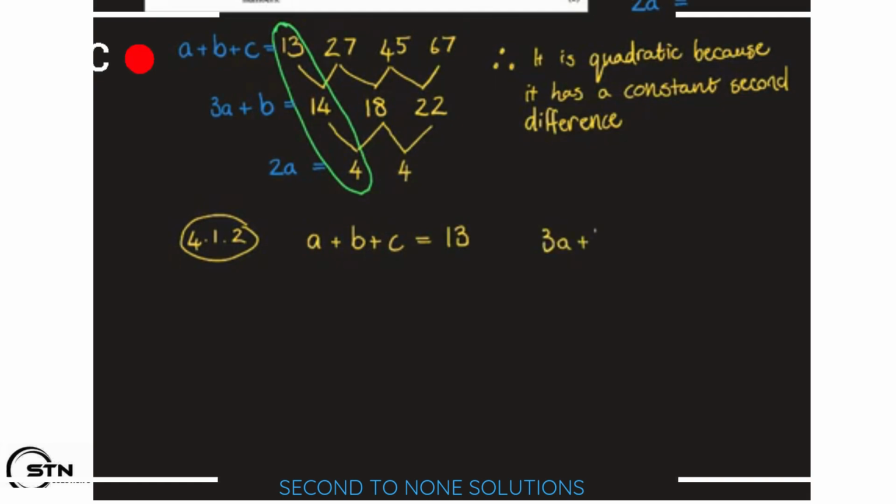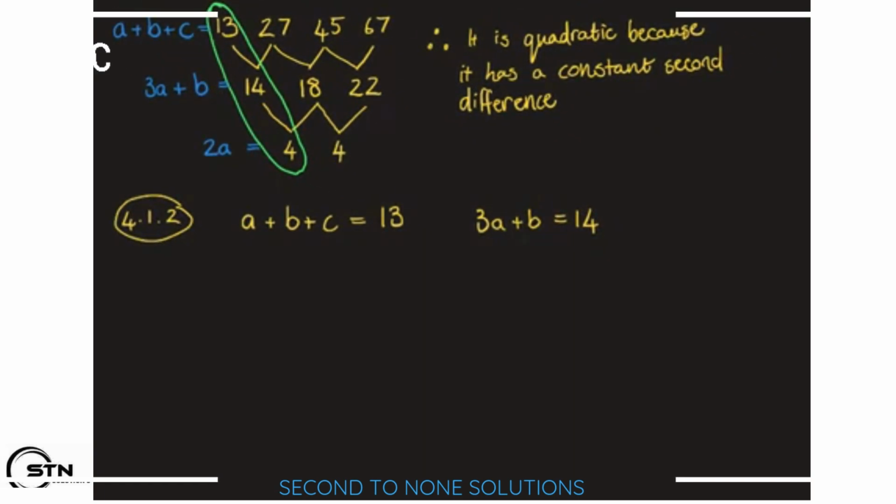3a plus b equals 14, and next to that 2a equals 4. I do that because then I can see which one's the easiest to go first, and this one is the easiest. And we can see that a is going to be 2, and we know that because it's divided by 2 and all of those things.